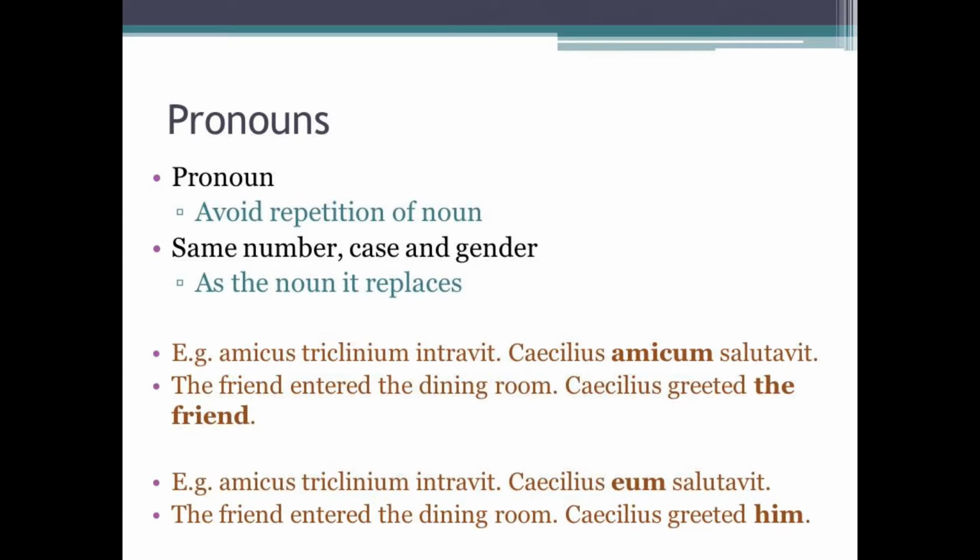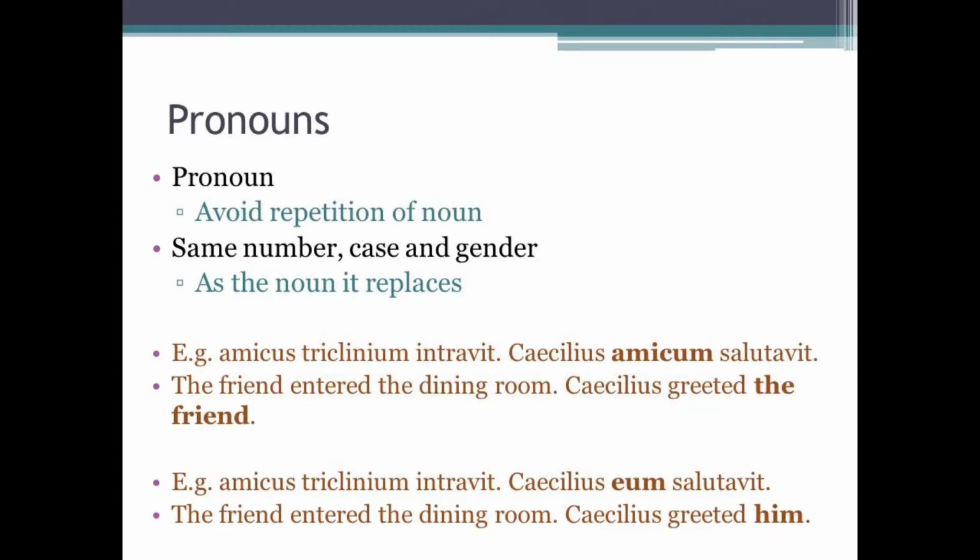Okay, so now let's move on to having a look at pronouns. Sometimes Latin uses a pronoun to avoid repeating a noun twice. When a pronoun is used in this way, it will be the same number, case, and gender as the noun it replaces. So now let's have a look at a couple of examples.